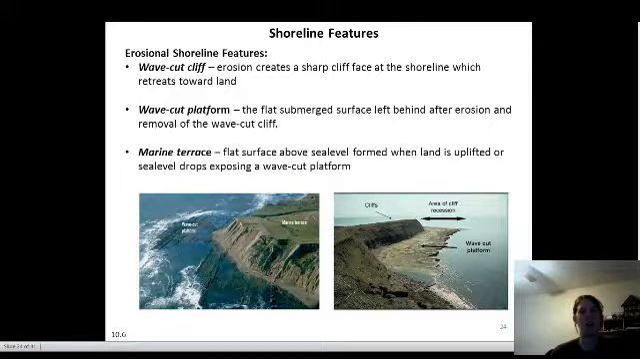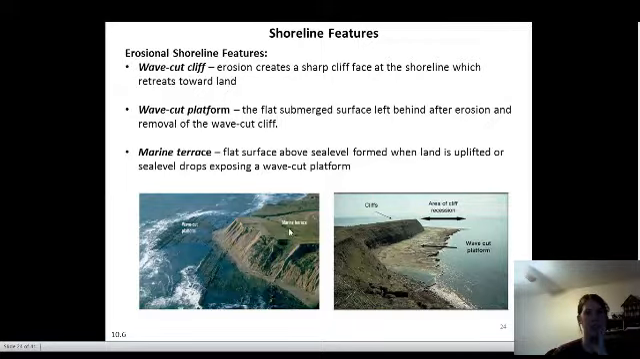There are a number of erosional shoreline features that are good evidence of historic oceanic activity. First are wave-cut cliffs. These are erosion that creates a sharp cliff face at a shoreline which retreats toward land. You get a wave-cut platform, that's this right here. This is the flat submerged surface left behind after erosion and removal of a wave-cut cliff. So at some point, the ocean level was at least to here because it only eroded the material at the surface up to here, leaving this platform there.